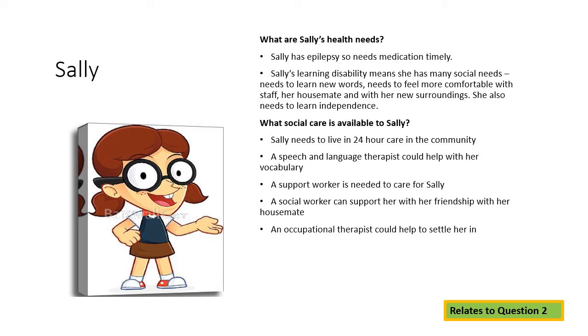The social care available to Sally. So Sally needs to live in 24-hour care in the community. A speech and language therapist could help her with vocabulary. A support worker is needed to care for Sally. A social worker can support her with her friendship with her housemate, and an occupational therapist could help her to settle in.